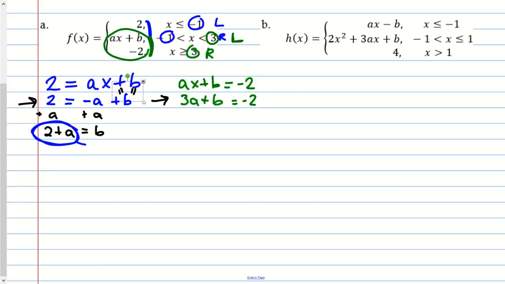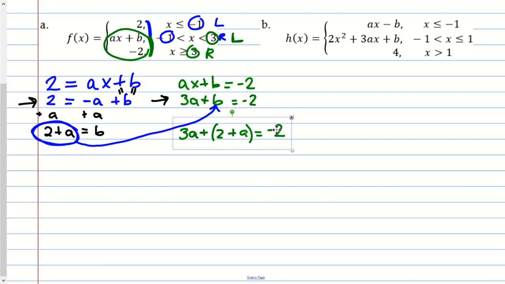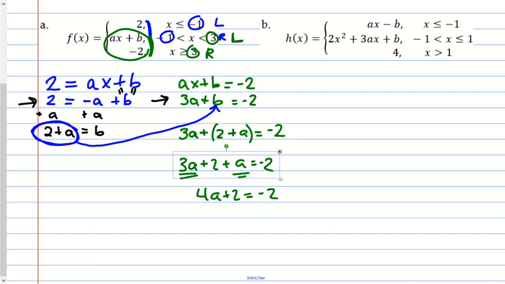So if I look at my green equation, I do have a b. It's right there. Well, now, instead of that b, I'm going to replace it with 2 plus a. And in essence, what have I done? I have an equation now where there's only one thing I don't know, the a's. The a's are just one unknown rather than two unknowns. So algebra. 3a plus 2 plus a equals negative 2. I've got a total of 4a's plus 2 equals negative 2.